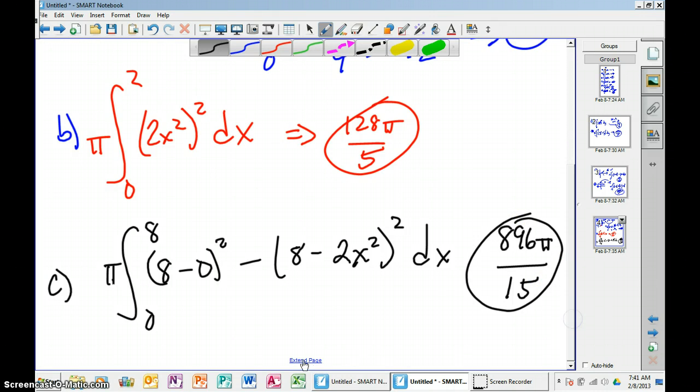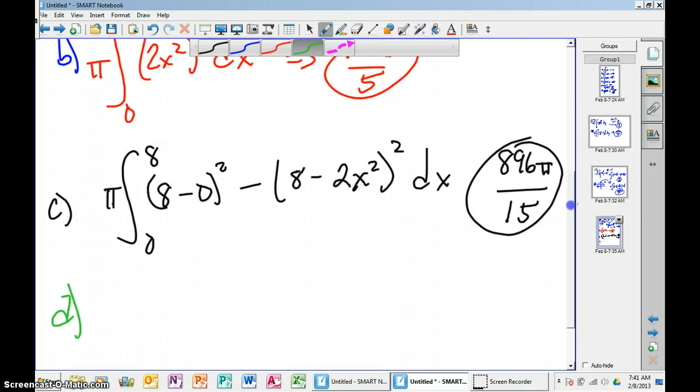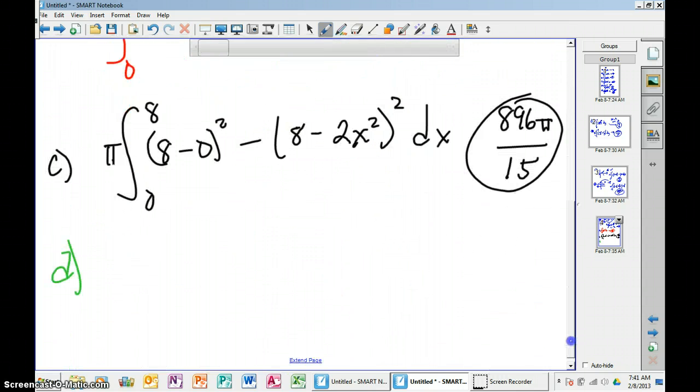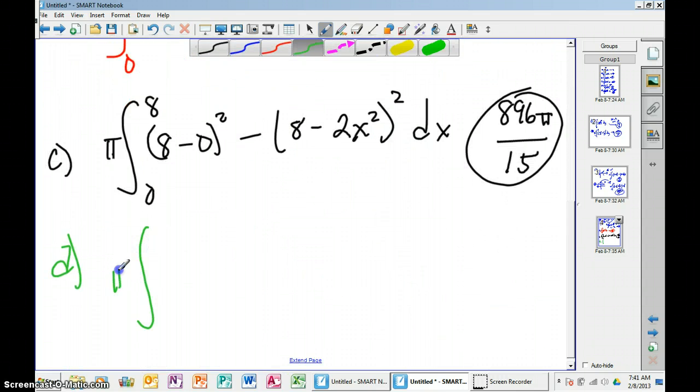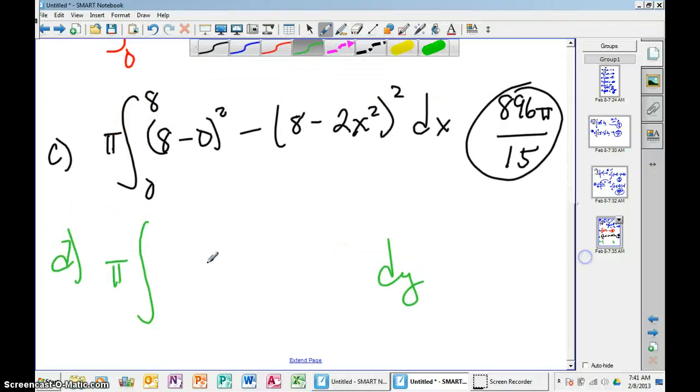One more part, number 12, and I think I'm going to kind of be out of time here. So one more part is going to be D. We're going to go over the line x equals 2. So x equals 2 is here, and now we're going to get somewhat of a disk, but it's in the y direction. So it's going to be pi in front, dy. Along that line, if I'm right, it's going to be that 2 minus 0.